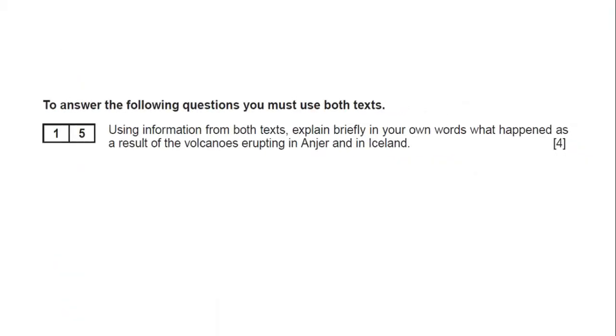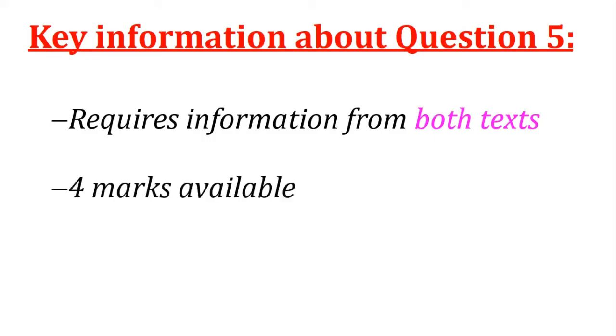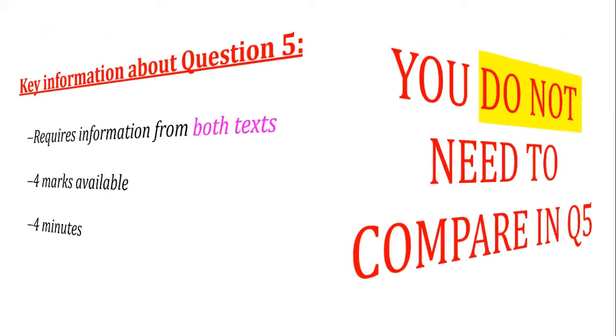Remember, this is the first question in the exam where we're looking at both texts. It says, to answer the following questions, you must use both texts. Using information from both texts, explain briefly in your own words what has happened as a result of the volcanoes erupting in Anya and in Iceland. It's for 4 marks. So key information about question 5: it requires information from both texts, there are 4 marks available, and it's about 4 or 5 minutes' work.